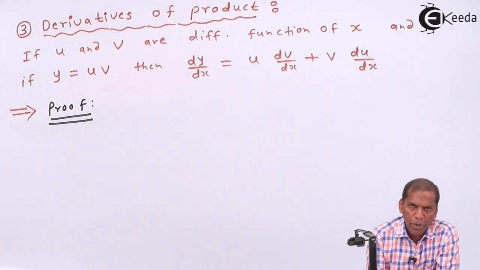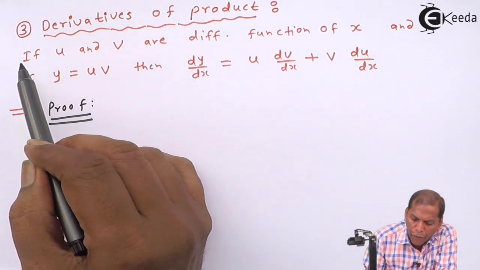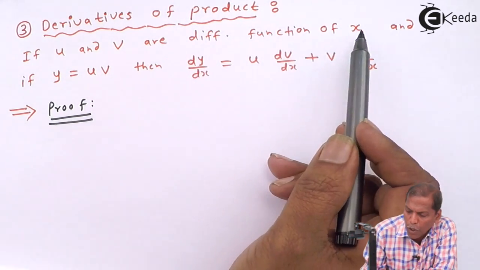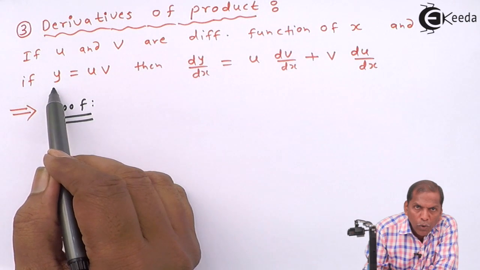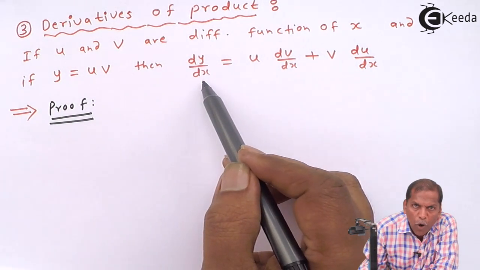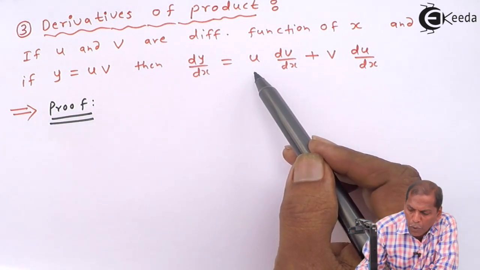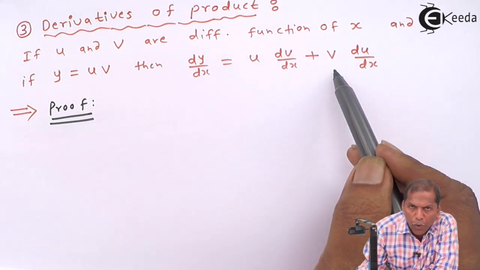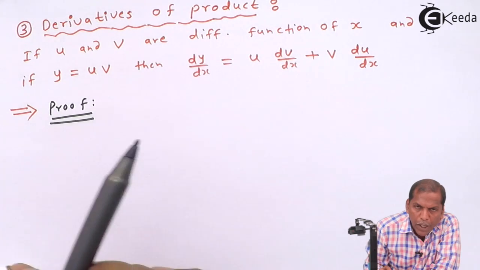Hello friends, now we see the derivative of product. If u and v are differentiable functions of x and if y equals u into v, then dy upon dx is equal to u into dv upon dx plus v into du upon dx. Now let's see the proof.